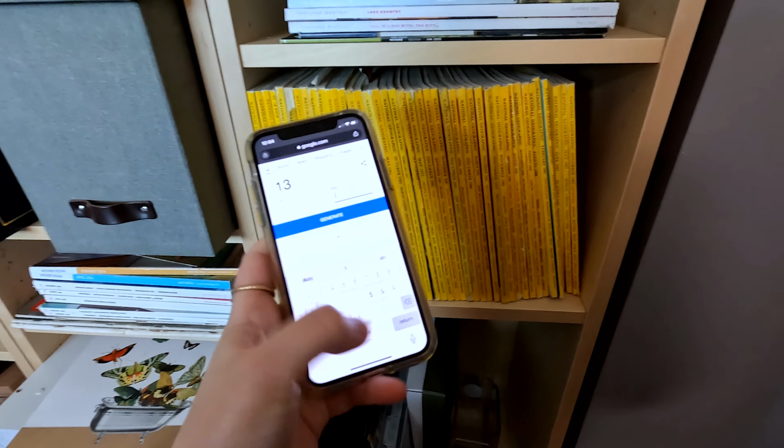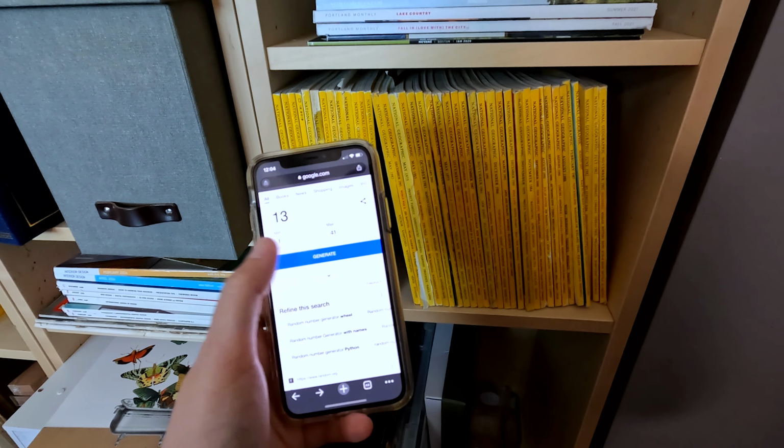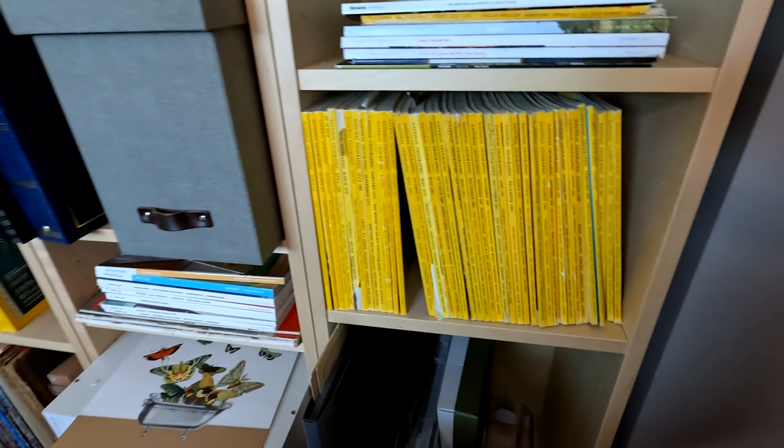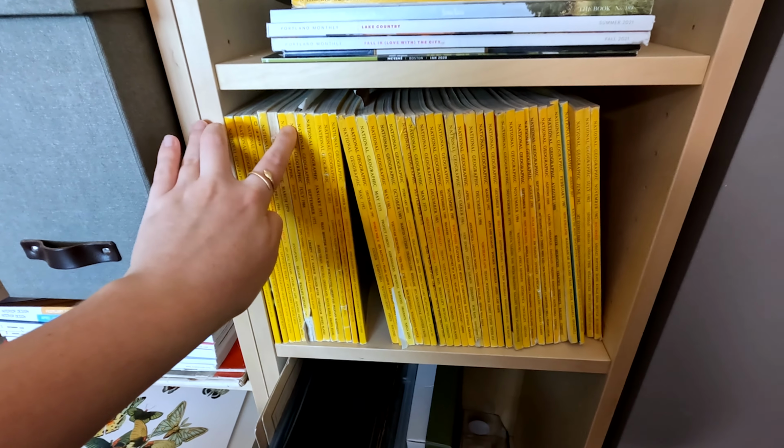All right, let's put 41 in this generator. 10. All right, 10th book. 1, 2, 7, 8, 9, 10.